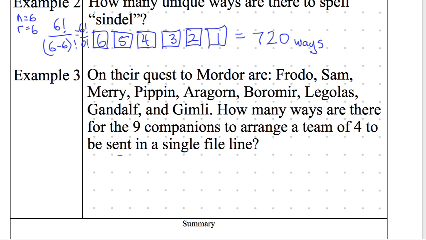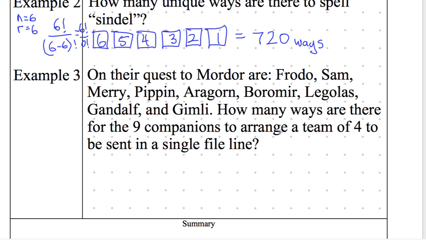All right. So, I need to arrange a team of 4, and does the order matter? Think about this. Does it matter for the order? Team of 4. Single file. Then, yeah. Well, think about this. Does it matter if Gandalf leads or if he's in the middle? No. Yes.